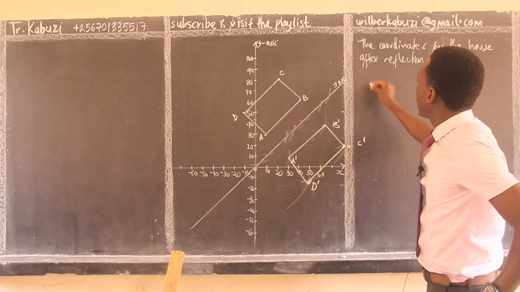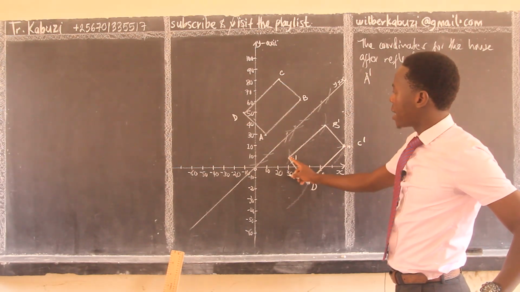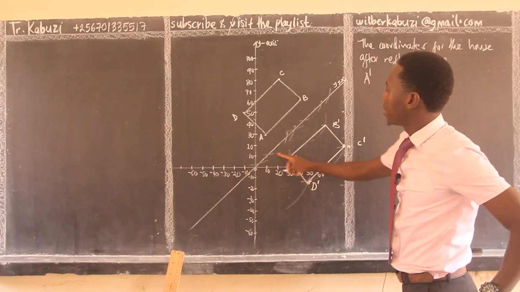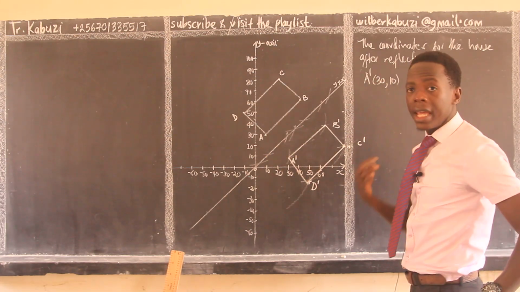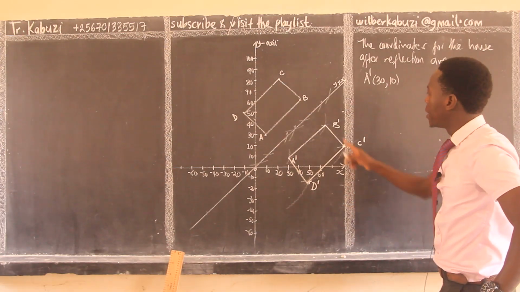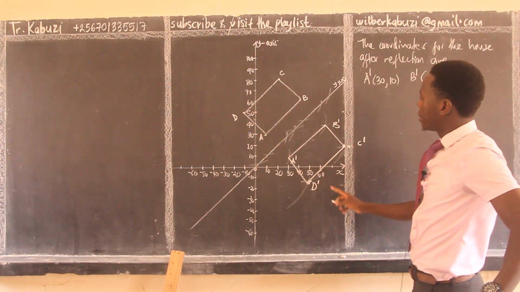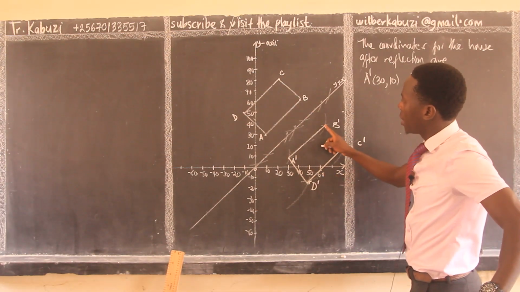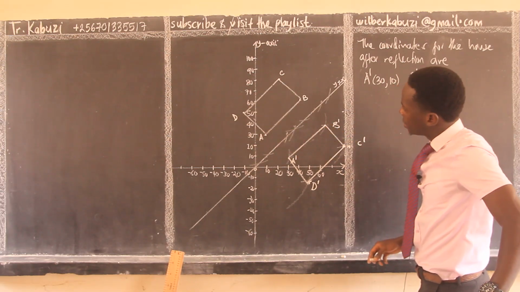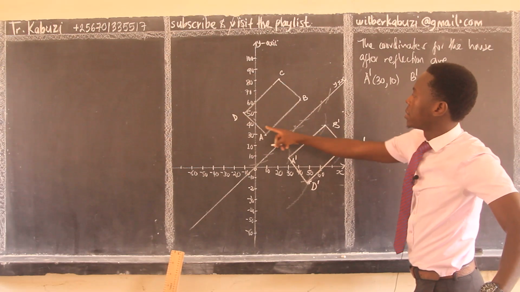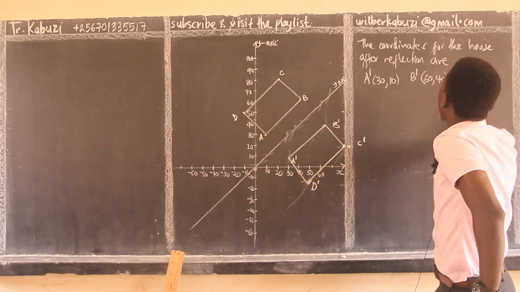So when I come to my A prime, you can see my A prime is here, which is 30, then 10. So it's 30, 10. Remember, X first followed by Y. Then my B prime, where is B? B is here, so that is 60, then 40. 60, 40, yeah.